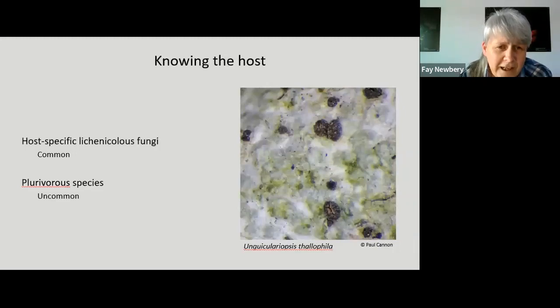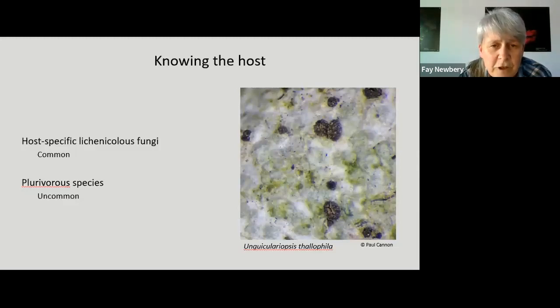One of the things that really helps when you're identifying lichenicolous fungi is knowing the host. And I think that's why many lichenologists study lichenicolous fungi. They know the host well enough to know when it's not looking quite right, to know when it shouldn't have orange spots or black spots, or to know when it's too bleached, it's too pale in colour, or it's reddened. So I think knowing the host and what it looks like is really, really important.